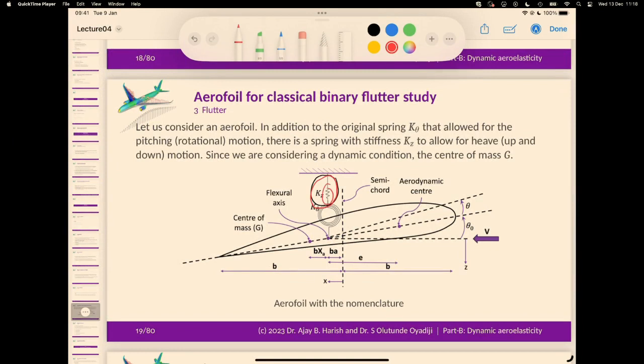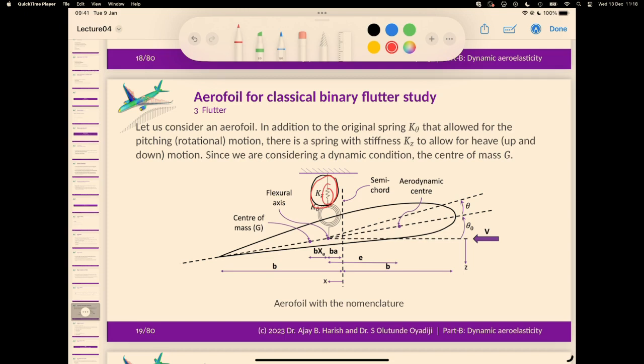So when we looked at static aeroelasticity, we had this airfoil, and we said that about the flexural axis, it's kind of rotating, like a torsional motion. Now what we are saying, it's not just doing a torsional motion, but it's also going up and down, so it's like this. Okay? So we can think of this as a 2 degree of freedom problem.